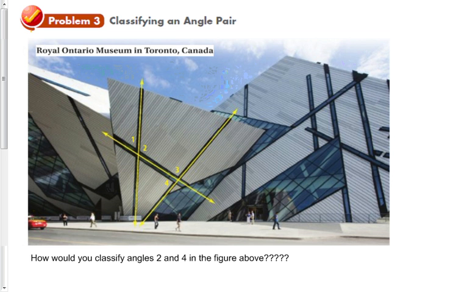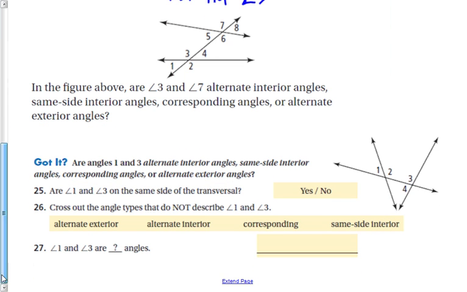All right, problem 3, classifying an angle pair. How would you classify angles 2 and 4 in the figure above? So you have to decide what is the transversal and what are the two lines that are being crossed. So you probably have figured out by now that this is the transversal. So with respect to that, the interior would be here and here. So these two are on the interior, and they're on opposite sides of the transversal. So we're going to say these are alternate interior angles. All right. Go ahead and try, you got it here, and I'll check back with you.